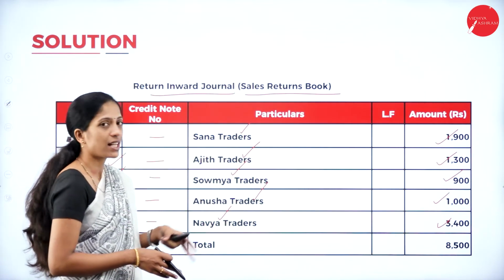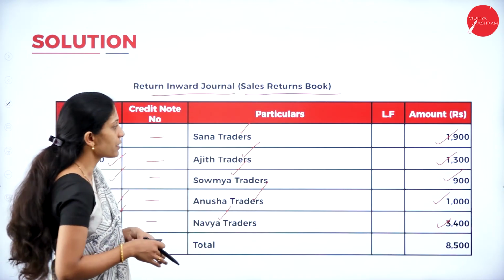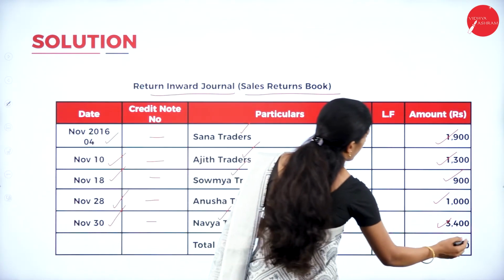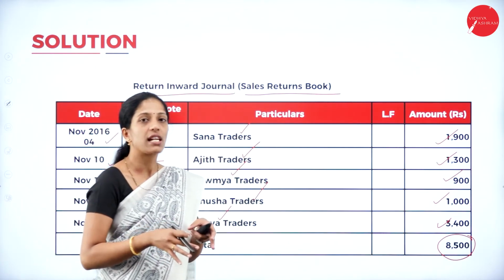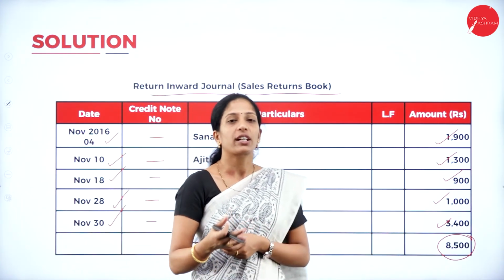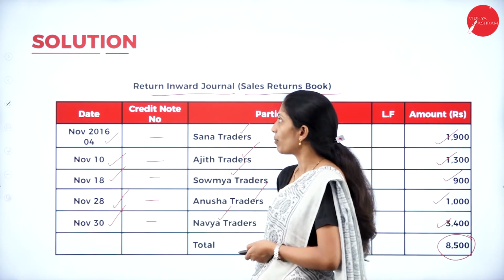Now we have to total the balance of the sales returns book. If you total all the amounts, you'll get 8,500. So this is the balance of the sales returns book. So hope you are clear how we have to solve this problem.